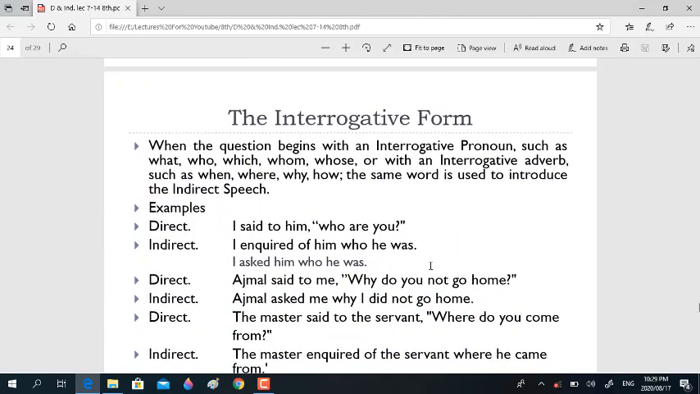When the question begins with an interrogative pronoun such as what, who, which, whom, whose, or with an interrogative adverb, just as I have just said, WH, such as when, where, why, how, the same word is used to introduce the indirect speech, nothing to do with them. Just keep them intact and just change the first capital letter of these interrogative pronouns into small, right?